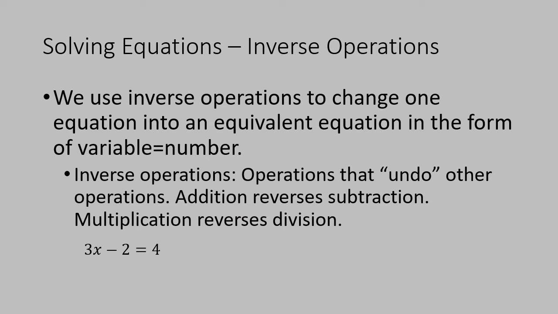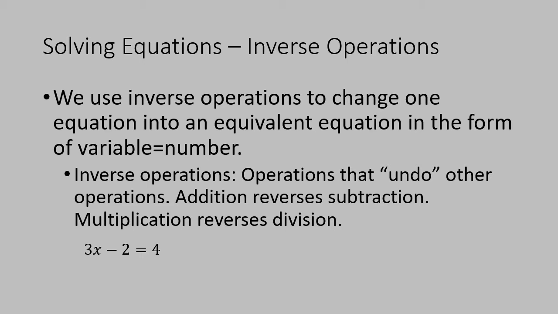How do we go about achieving that goal? Well, we use something called inverse operations. An inverse operation is an operation that just undoes another operation, or reverses the effect. One example would be if we wanted to undo subtract 5, we would add 5. So addition and subtraction undo each other. They are inverse operations. Multiplication undoes division. Multiplication and division are inverse operations.